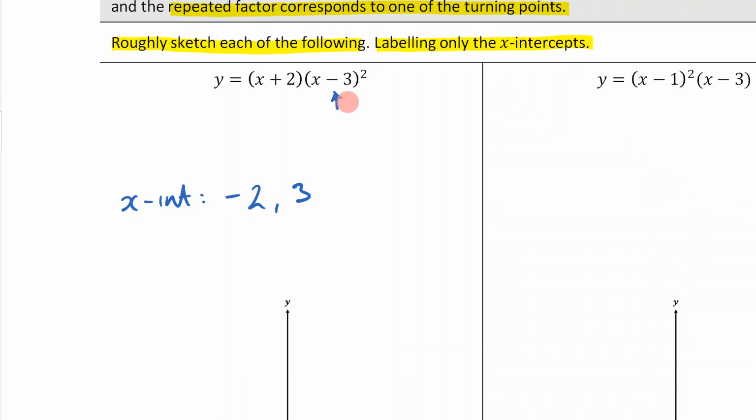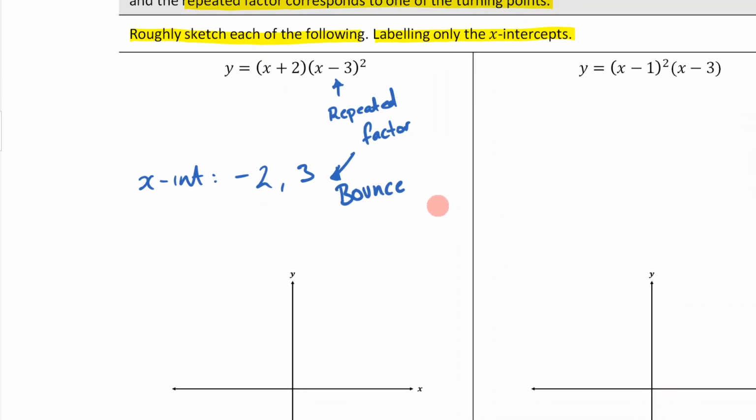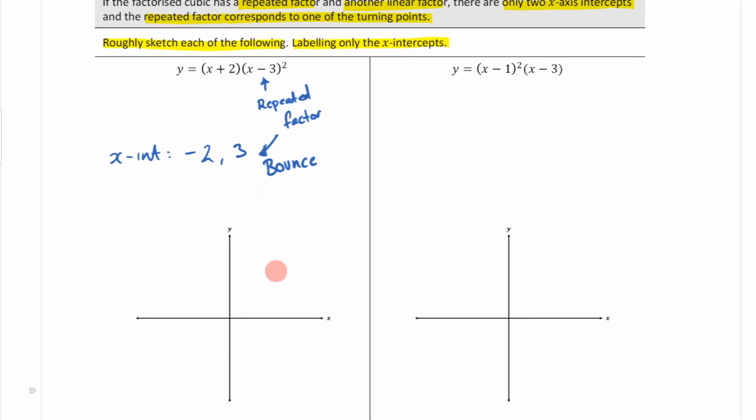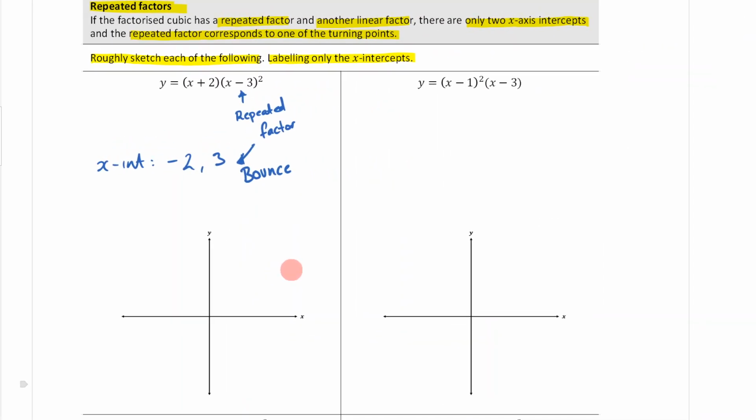Then, because this is a repeated factor, that means this 3 is going to bounce. That's the way I like to think about it. And what do I mean by bouncing? Well, if I was to put in my points, I have one at -2 and one at 3. If I give this a sketch, because it's positive, I know it's going to go up, and then it's going to bounce there.